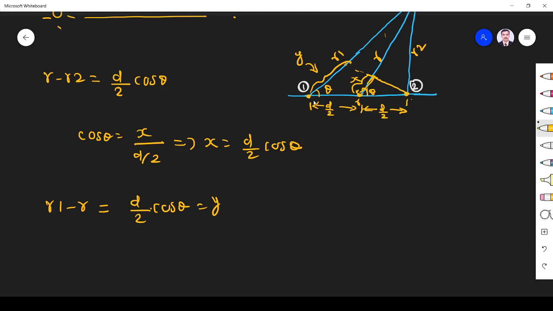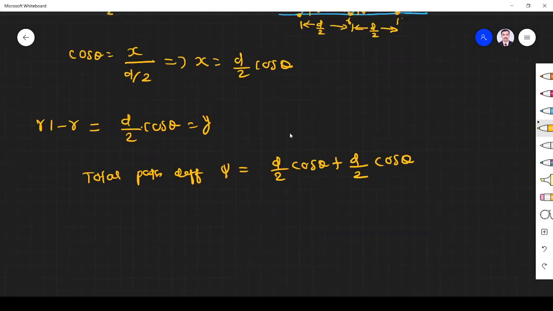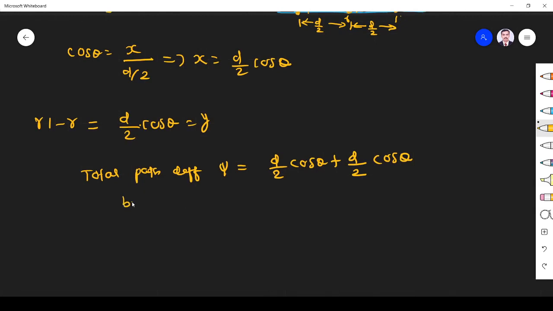So the total path difference between 1 and 2, I call that psi. That is d by 2 cos theta plus d by 2 cos theta. Fine. So between 1 and 2, psi is equal to d cos theta. Fine. So this we must know.